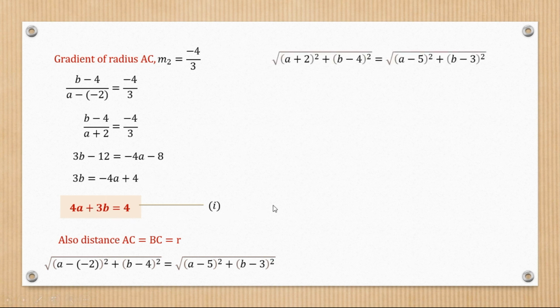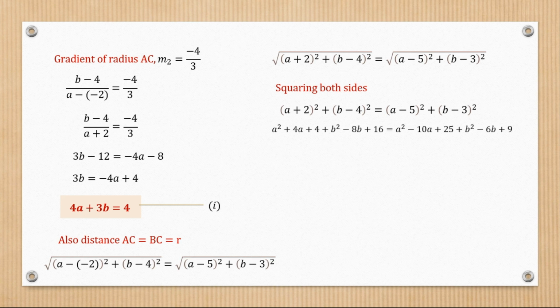So now what I'll have is this. If I square both sides, I'll have (a plus 2) squared plus (b minus 4) squared being equal to (a minus 5) squared plus (b minus 3) squared. So when I expand each one, this is what I'll have. Next, a squared and b squared values cancel, and then this is what I'll be left with. Now 16 plus 4 is 20. Then here I can see that 25 plus 9 is 34.